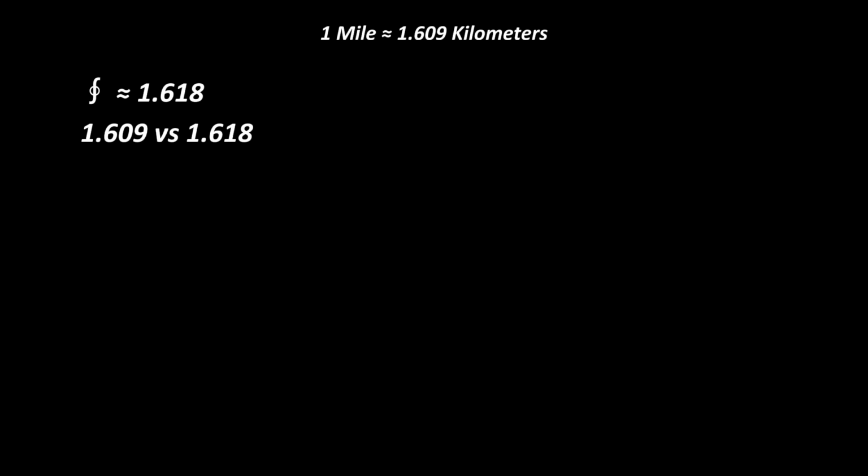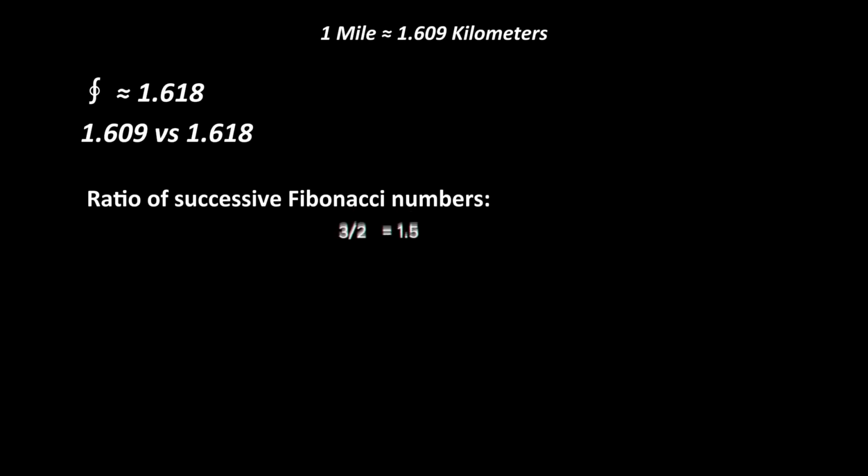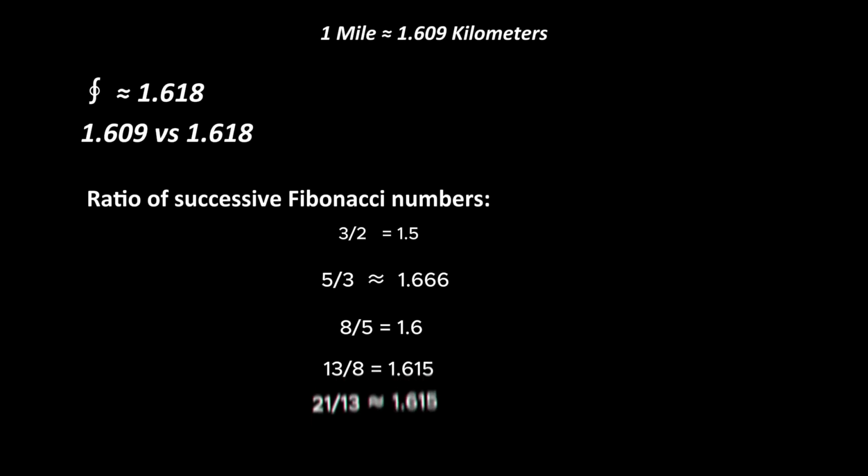But what does the golden ratio have to do with the Fibonacci sequence? There is a beautiful property of the Fibonacci sequence. As you go higher and higher in the sequence, the ratio of two successive numbers gets closer and closer to the golden ratio. 3 divided by 2 is 1.5. 5 divided by 3 is about 1.666. 8 divided by 5 is exactly 1.6. 13 divided by 8 is 1.625. 21 divided by 13 is approximately 1.615.